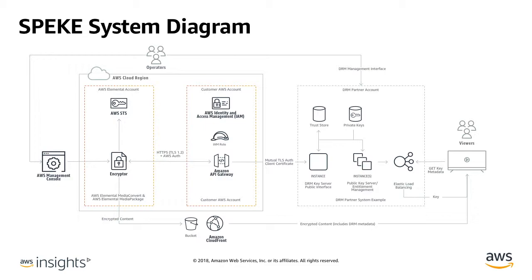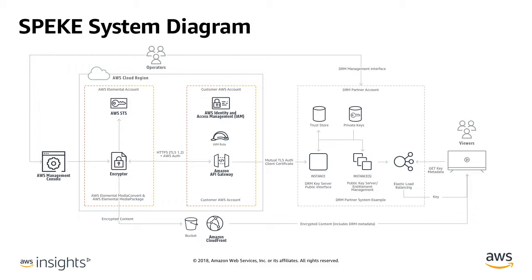Right. So it uses the API Gateway to call the API of the DRM solution provider and to assume a role and have a strong auth to authenticate into the DRM solution provider. In the on-prem model, we use the digest auth as the mechanism for authentication. So SPEKE has an authentication model that protects the communication between the encryptor and the DRM solution provider.